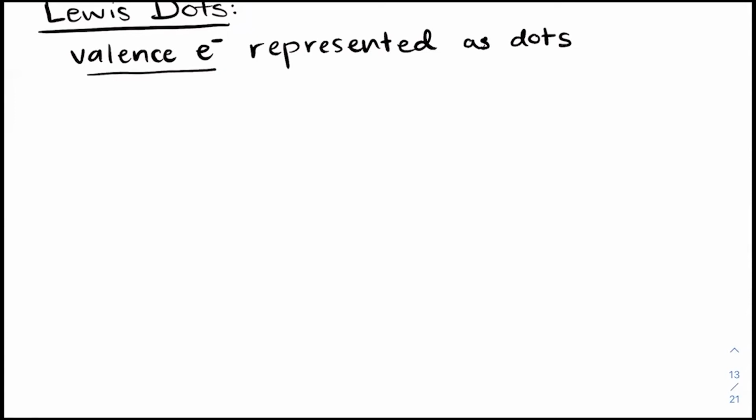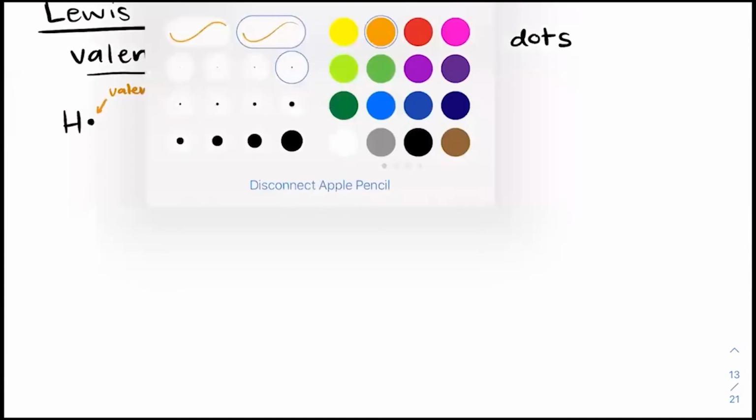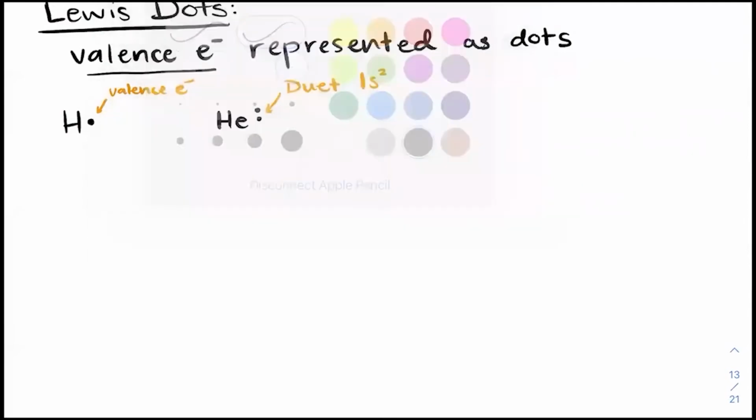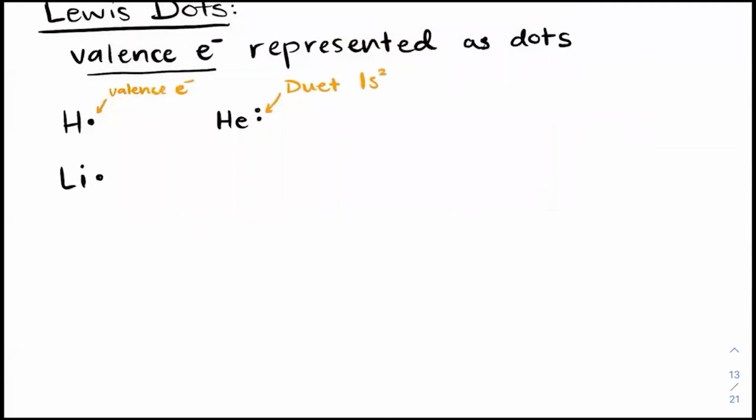And so if I take something like hydrogen, if I just put a little dot there, there's one electron. There's the valence electron. Let's keep going, right? We have helium. Helium has 2 electrons. When we put them together in helium, it's because those 2 electrons are in the 1s2 orbital. They're a duet. They're complete. Drop down to lithium. There's its 1 valence electron.